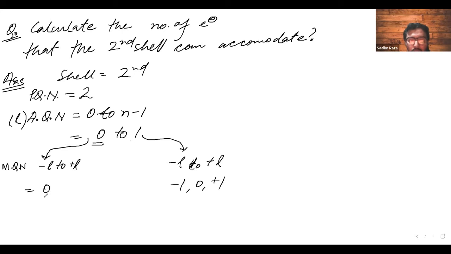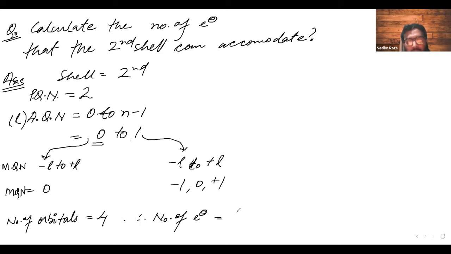The total number of orbitals, the number of values for MQN, is equal to 4. Therefore, the number of electrons will be equal to 4 into 2, since each orbital can accommodate 2 electrons. That's why 8.